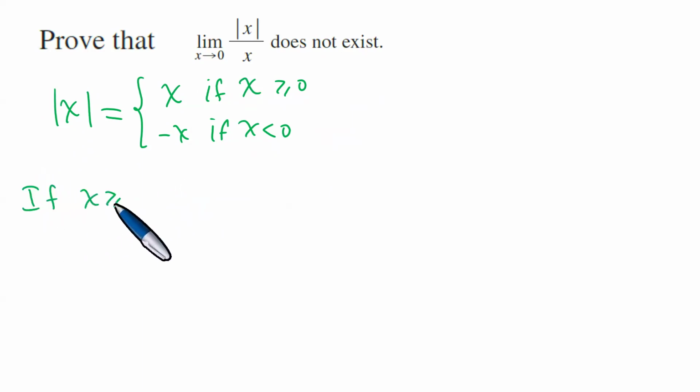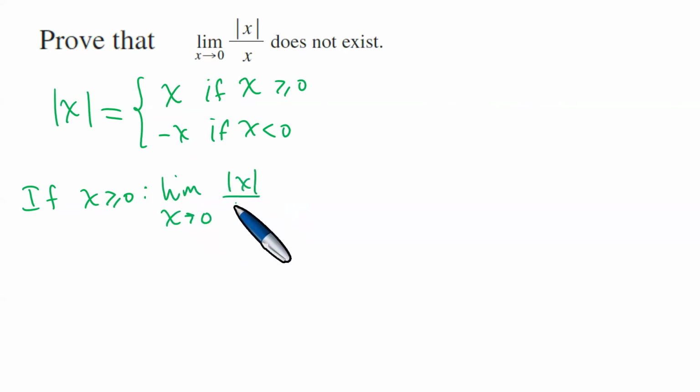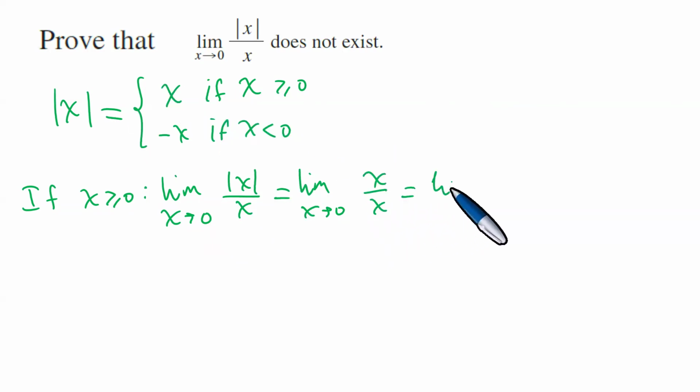If x is greater or equal to 0, we need to evaluate this limit as x approaches 0 of the absolute value of x over x. What is the absolute value of x? If x is greater or equal to 0, the absolute value of x is just x, so x out of x, and this becomes the limit as x approaches 0 of 1 out of 1, which is 1. The limit of a constant is the constant.